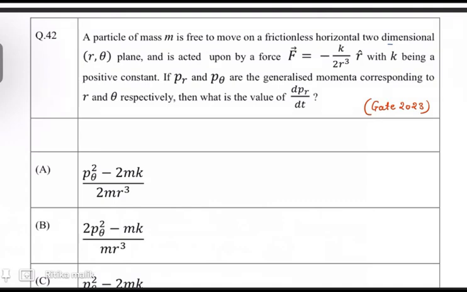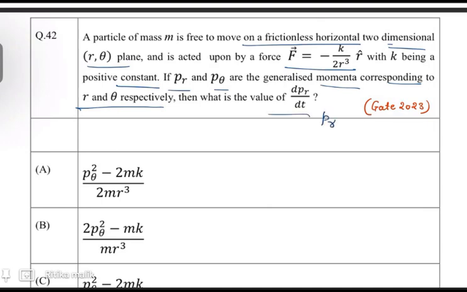Today we are going to solve question number 42 from the GATE 2023 exam. In this question, it was given that a particle of mass m is free to move on a frictionless horizontal two-dimensional r theta plane and it is acted upon by a force minus k by 2r cube in the r cap direction, with k being a positive constant. If pr and p theta are the generalized momenta corresponding to r and theta respectively, then what is the value of dpr by dt, which is simply pr dot? So we have to calculate the value of pr dot in terms of p theta.